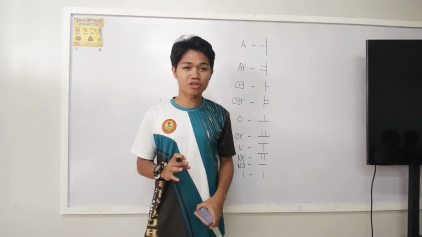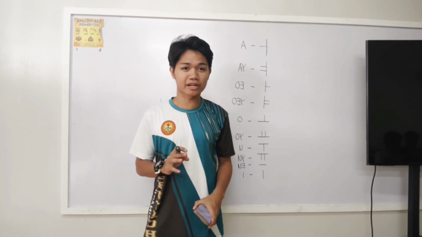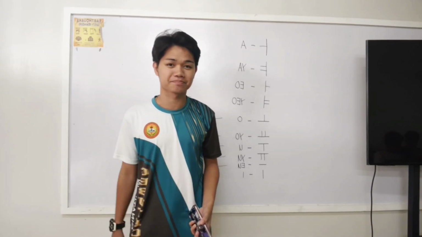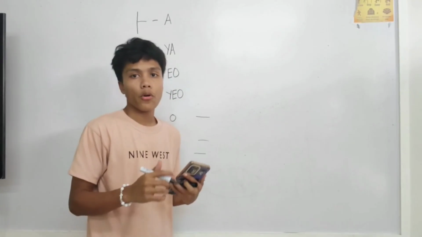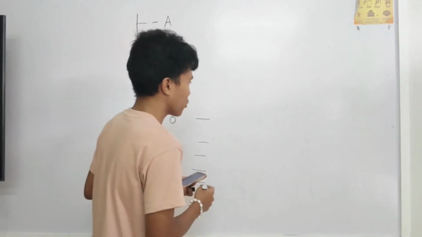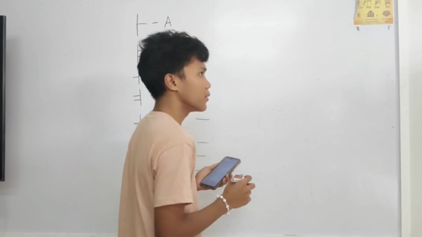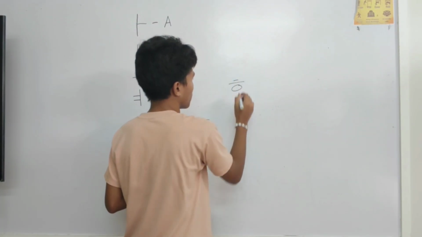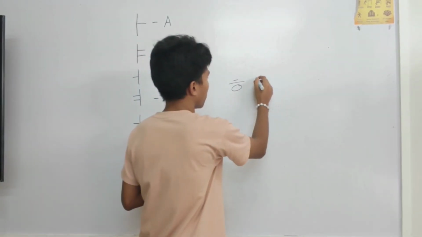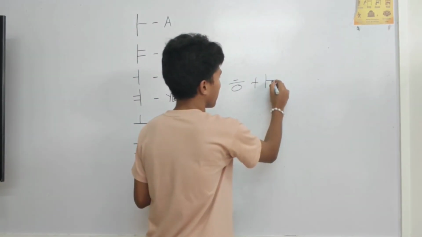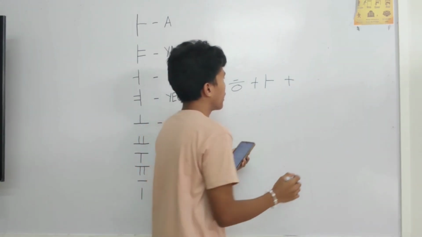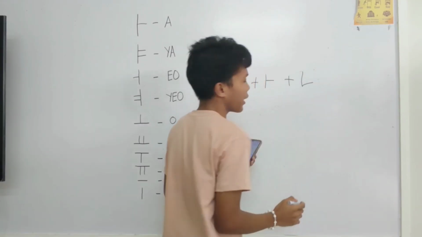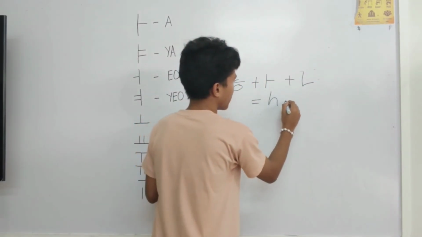Rule number 3, the bottom consonant. If a syllable has a third letter, the batchim, it always goes at the very bottom, centered under the others. Let's build the Korean word Hanguk. For Han, we have the consonant H, plus the A, and then plus the N. So we have the word Han.